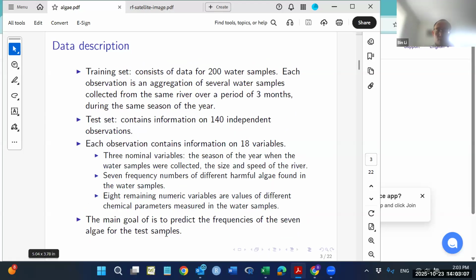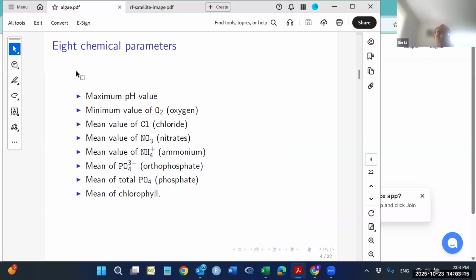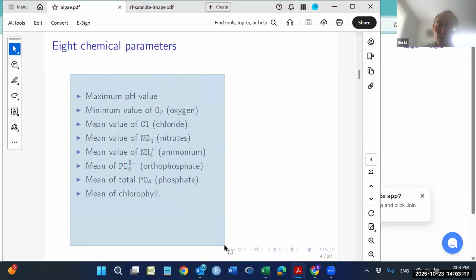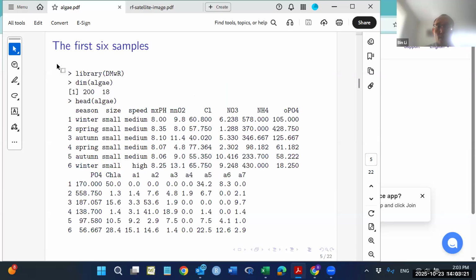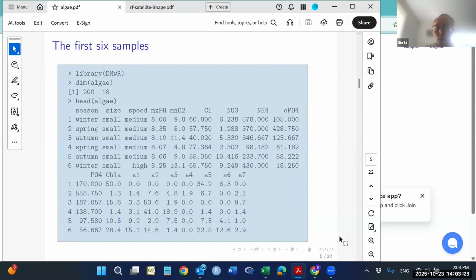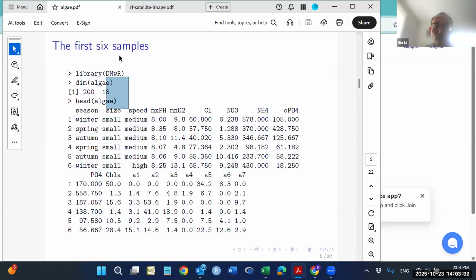So here the main goal is to predict the frequency for these 7 harmful algae for the test samples. These are the 8 chemical parameters, and I just showed the first 6 samples. And this data set is in an R package called DMWR.